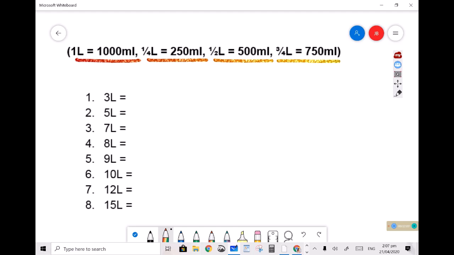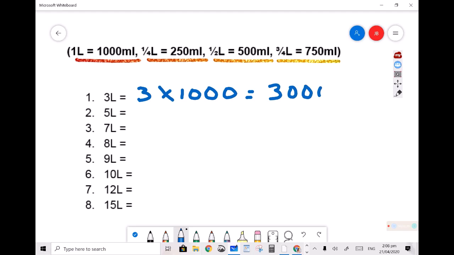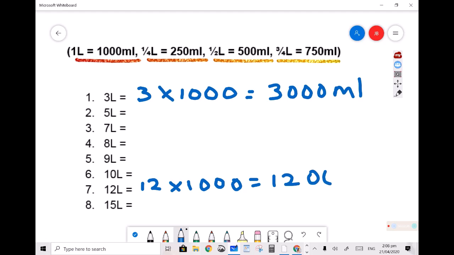So we are going to take a look at the conversion of whole numbers. 3 liters is equal to 3 multiplied by 1,000, which will give you 3,000 milliliters. You look at a bigger number, 12 multiplied by 1,000, which will be equal to 12,000 milliliters.